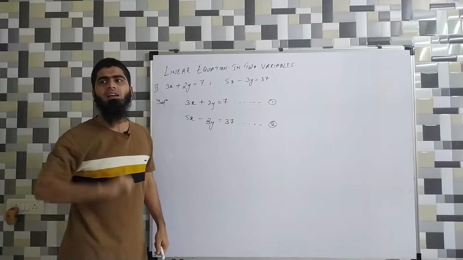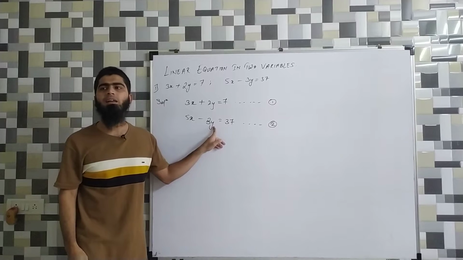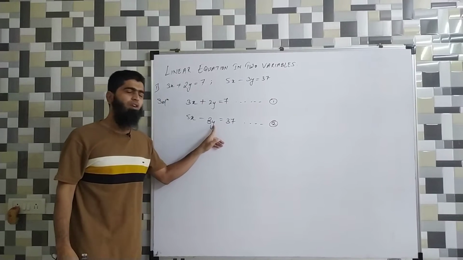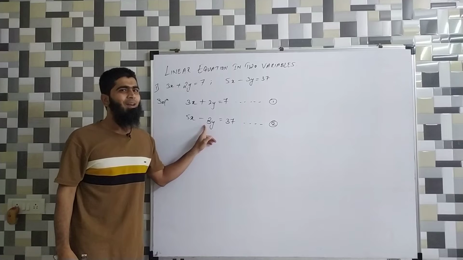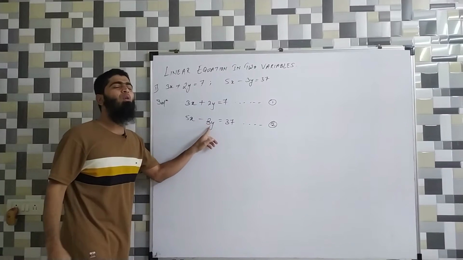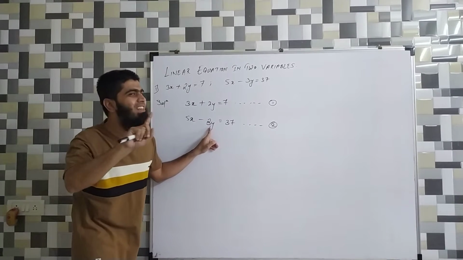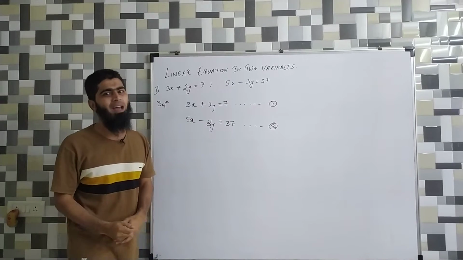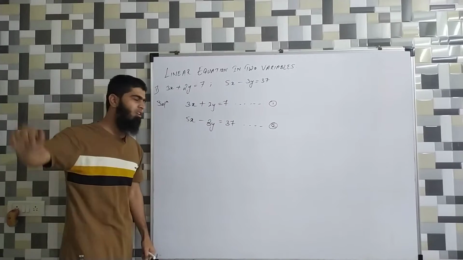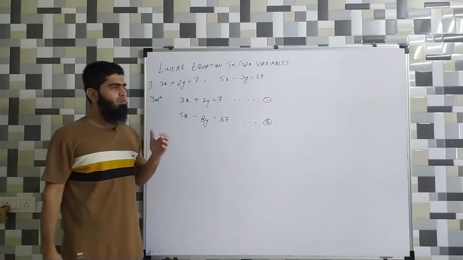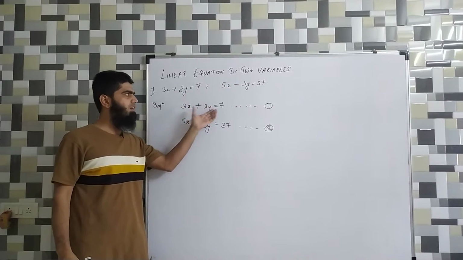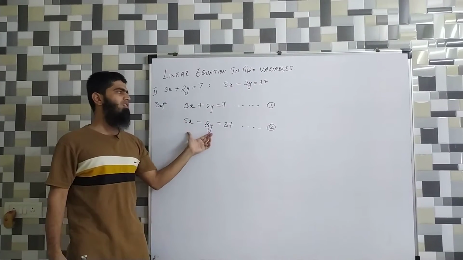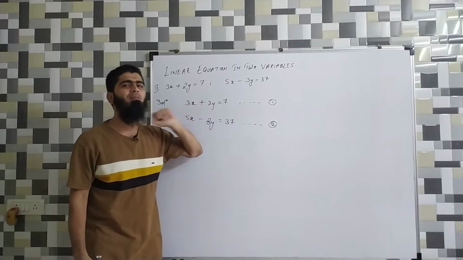What is the coefficient of y? Yes, Muhammad, you say. 3. Do you agree, class? The coefficient of y is 3. Okay, my dear student, the coefficient of y is not just 3, it is minus 3. Very good, Muhammad. Sit down, beta. So dear students, we have written the first equation and named it equation number 1. We have written the second equation and called it equation number 2.